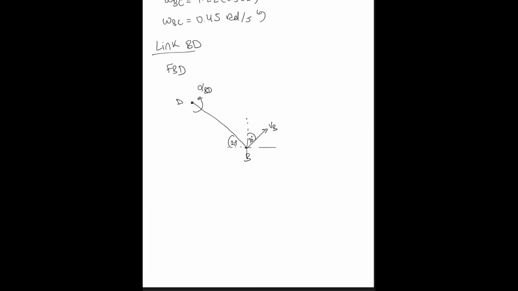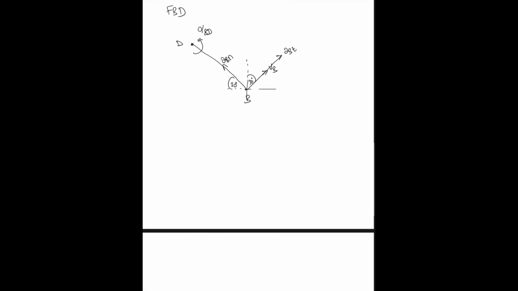And if you want to find the acceleration of B, it's going to split into two parts, tangential acceleration and the normal acceleration. So the normal acceleration is going to be perpendicular to the direction of the velocity, so it's going to be over here. And tangential acceleration is going to be in the same direction as the velocity, so it's going to be over here. Tangential acceleration. Now we can start solving again.